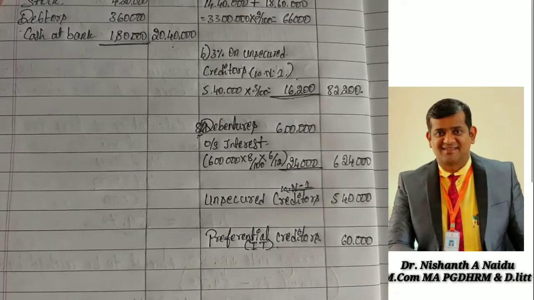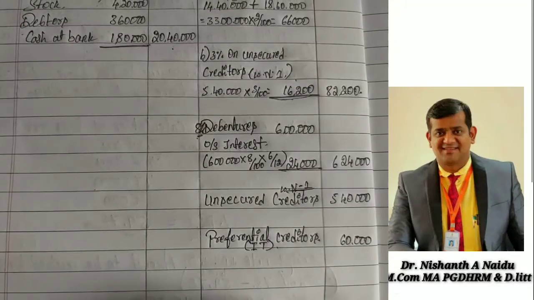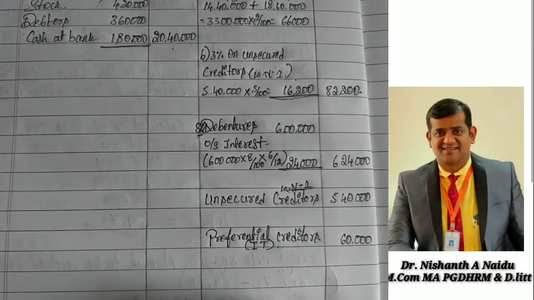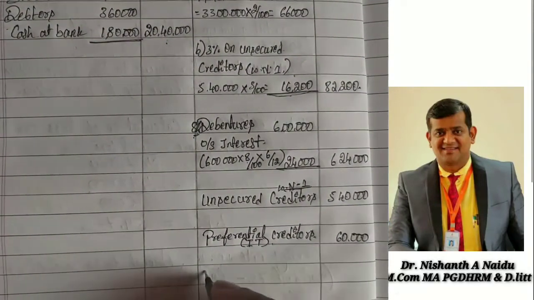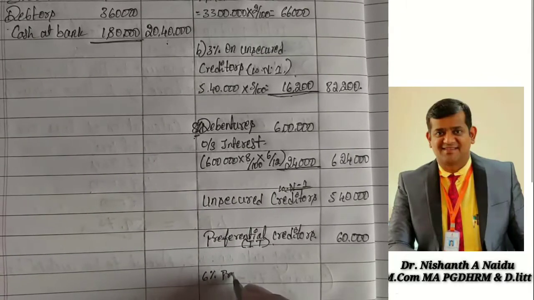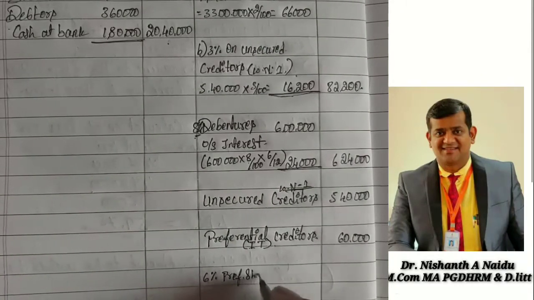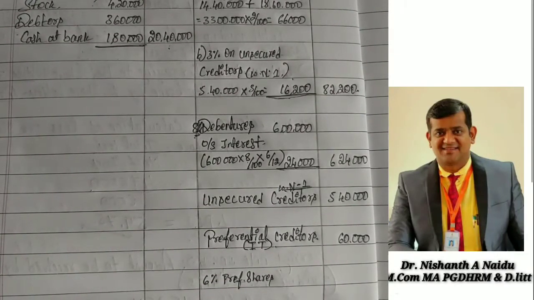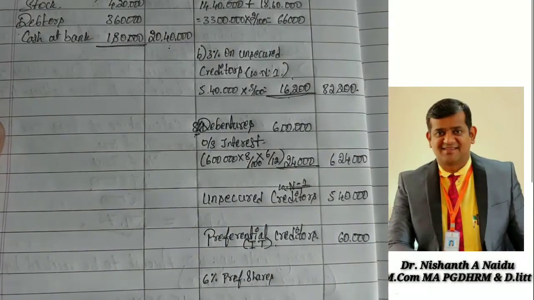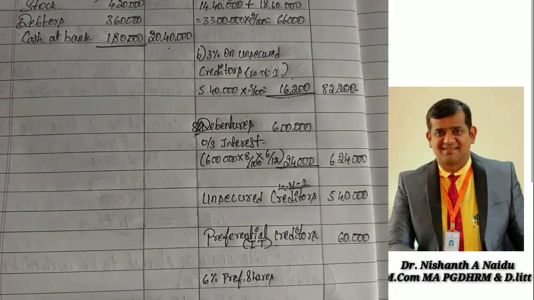After all this, we have to settle preference shareholders. 6% preference shares of rupees 100 each, 6 lakh rupees. What is the capital we are supposed to settle them with? Preference shareholders, 6 lakh rupees, correct? That is 6 lakh rupees.